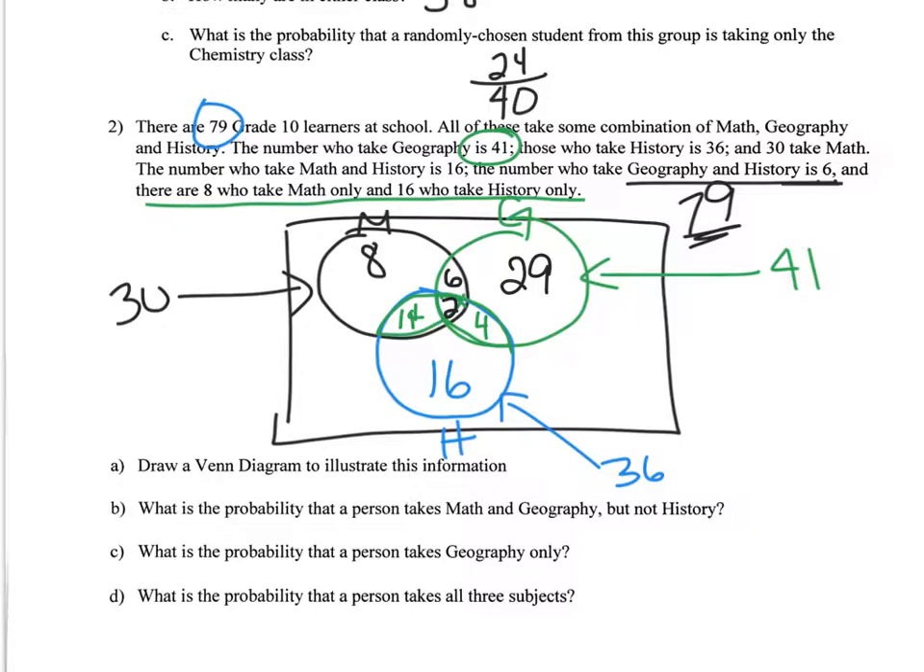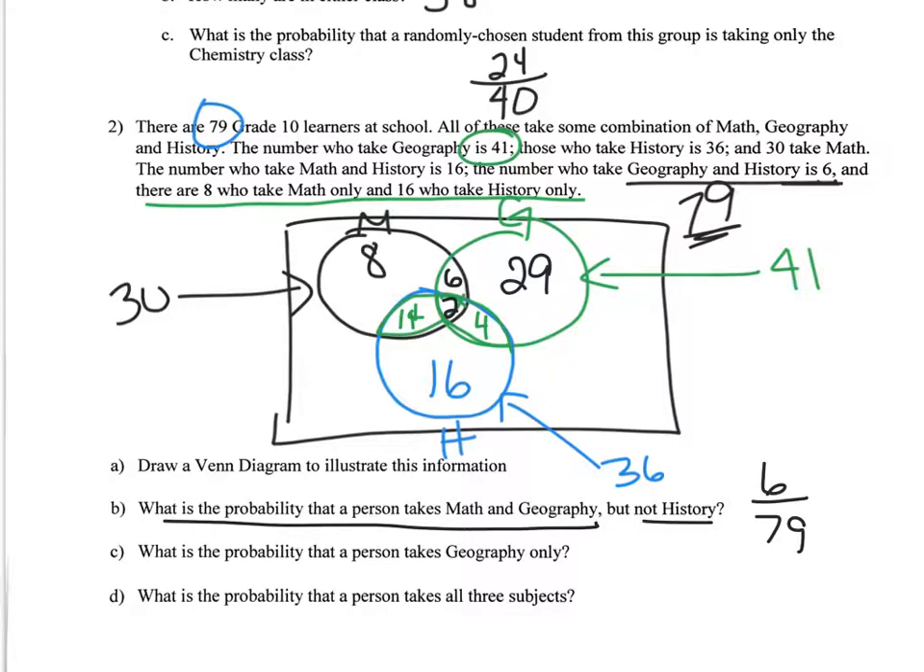Okay, so this is what this should look like in the end. We have 16 total taking math and history, 6 total doing both geography and history, 2 total taking all 3. And these are 8. We'll do this a little bit more in class if you can't figure that out. But the basic idea is, now that we have this, what is the probability that a person takes math and geography, but not history? That would be 6 out of 79, because that's the total.